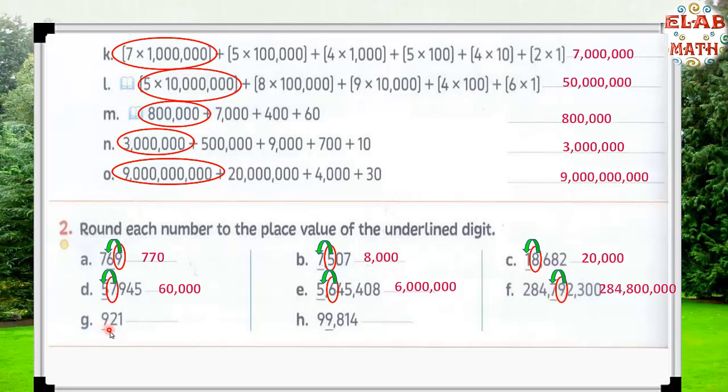Next one, 921. 2 is less than 5, that means write 9 without a change. Your number will be 900. And here we have 8, 8 is more than 5, that means you should add 1 here. But here we have 9. If we put 1, it will be 10. 10 means 2 digits. We can't write 2 digits in one place. So instead of 9, put 0 and add 1 to this number. This number is 9 too. That means you should write 0, 0, 1. It will be 100,000.